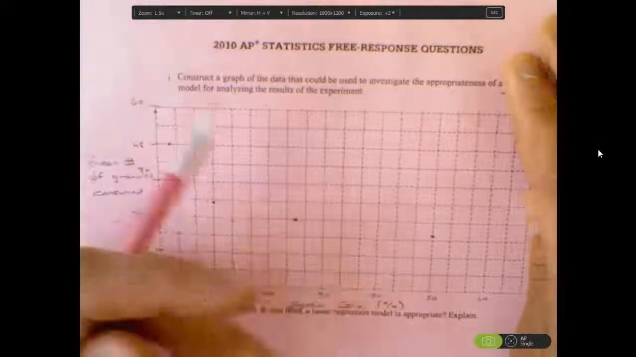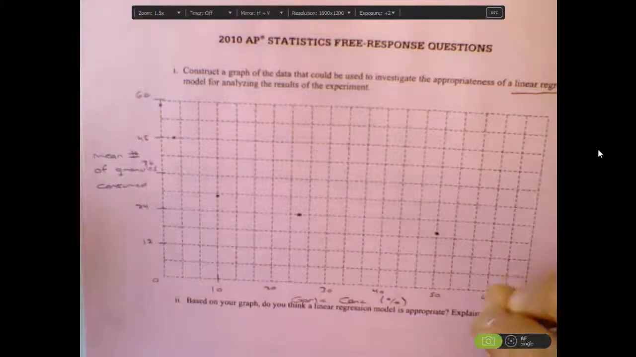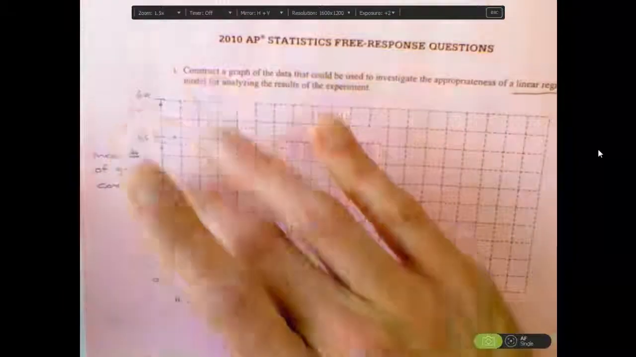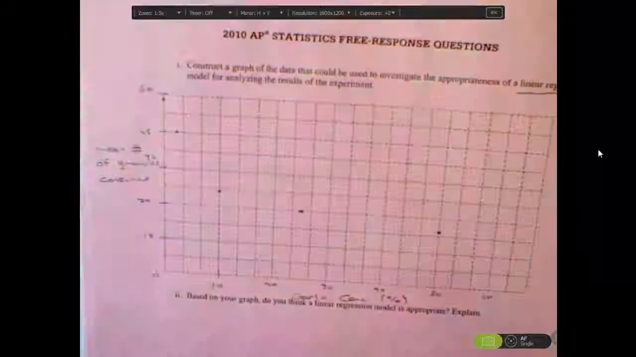Just graphing these. We're not fitting a line to this. We're just putting the dots. It's a scatter plot. I have no linear regression. I'm not drawing a curve between these points, so I've done that correctly.